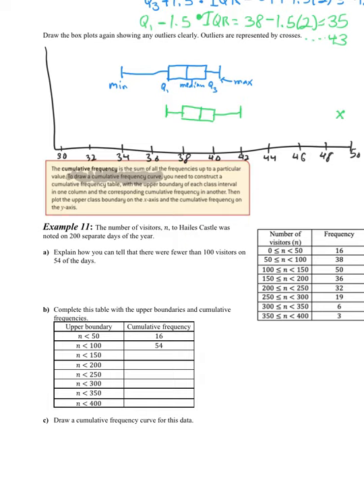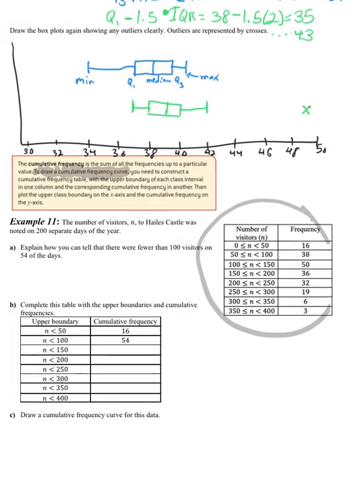All right. Okay, so now what we want to do for example 11, it says the number of visitors to Hales Castle was noted on 200 separate days of the year. And we have the information on the right-hand side that says number of visitors and the frequency. It's all over here.